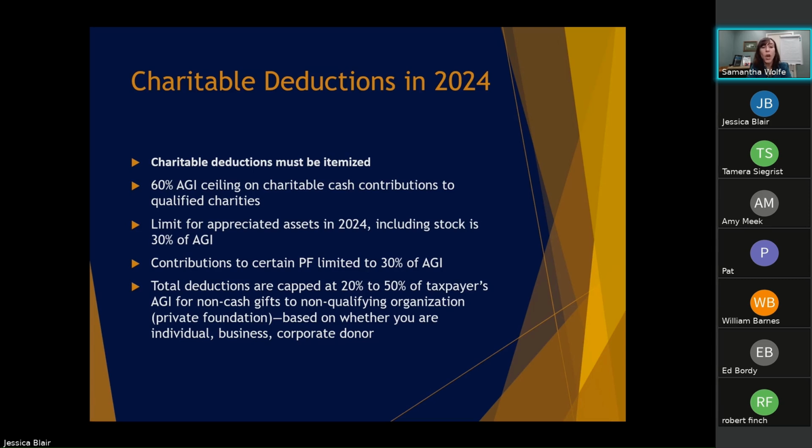So the important thought of this is that total deductions are capped between 20 and 50% of a taxpayer's adjusted gross income for non-cash gifts to non-qualifying organizations, meaning a private foundation. It's not a public charity. And that's based on whether you're an individual, a business, or a corporate donor. If you're able to do a cash contribution, then again, you get the 60%. But if you're doing something other than cash, you're somewhere between 20 and 50% of your adjusted gross income of what you can deduct, and that just depends on what your role is, if you're an individual, business, or corporate donor.